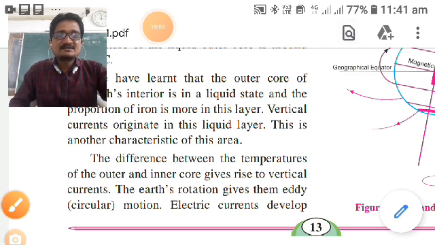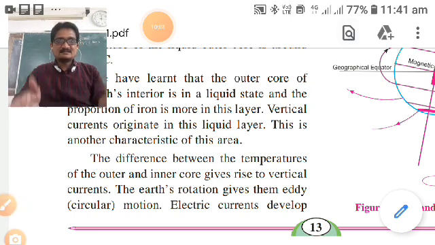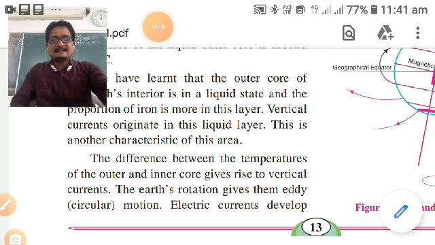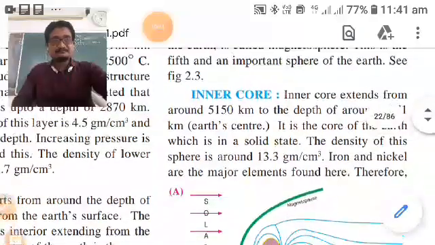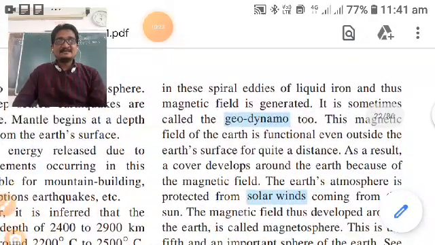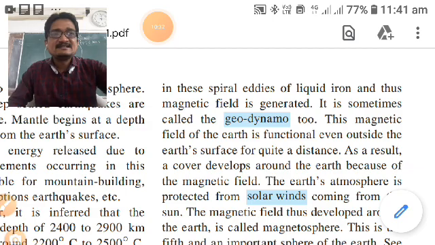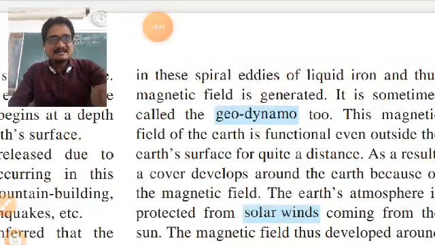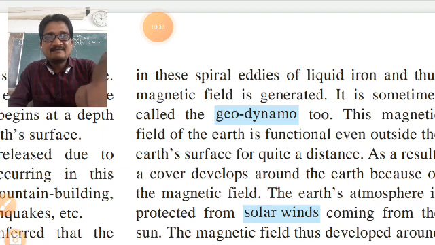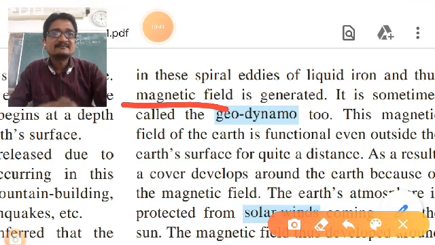The difference between the temperatures of the outer and inner core gives rise to vertical currents, vertical waves. Earth's rotation gives them eddy, means circular motion. Earth is rotating around itself and revolving around the sun. So electric currents develop in these spiral eddies, means circular waves, of liquid and iron, and thus magnetic field is generated. Magnetic field is generated because of all these waves. Again, note down this magnetic field.